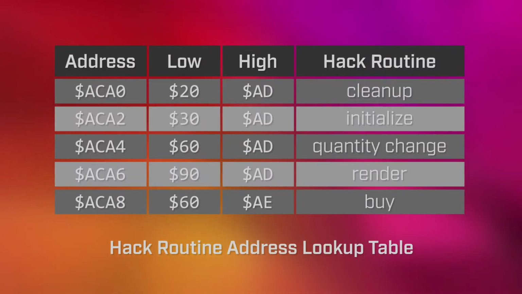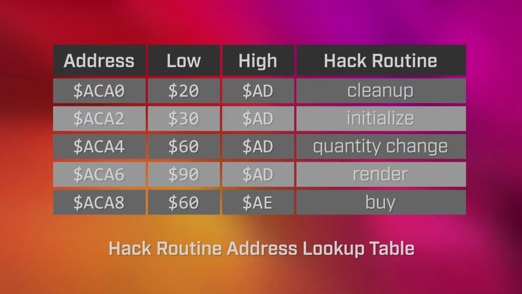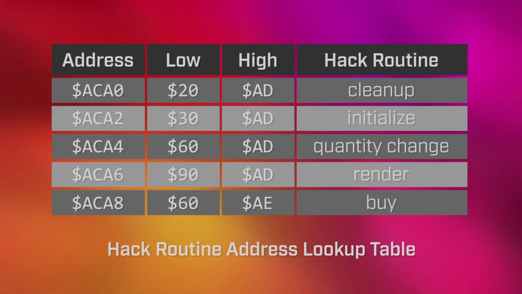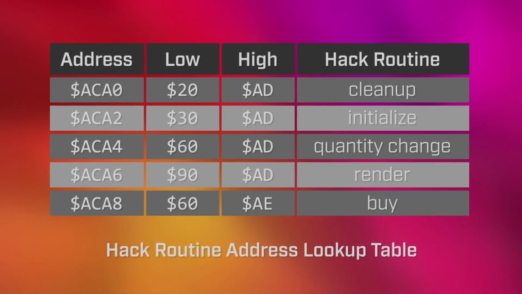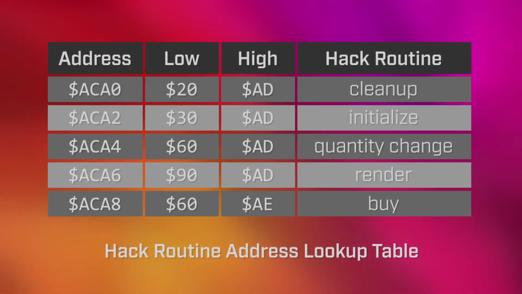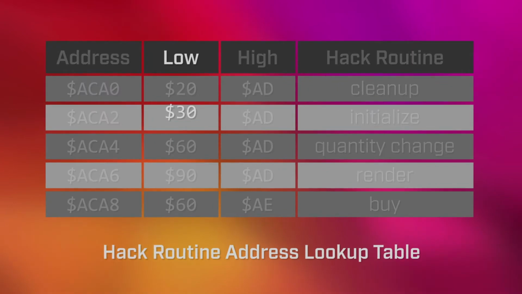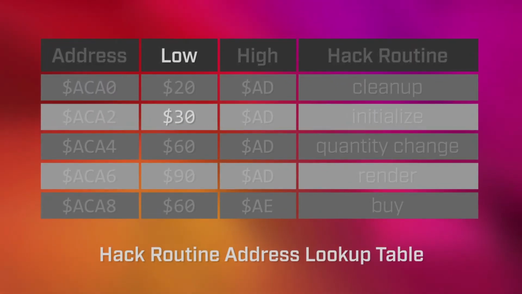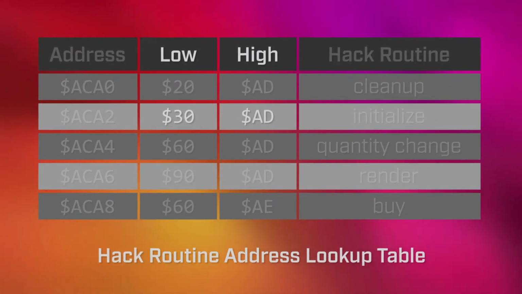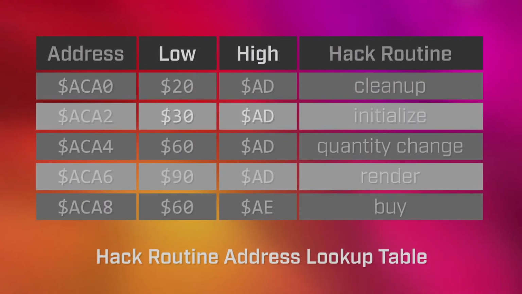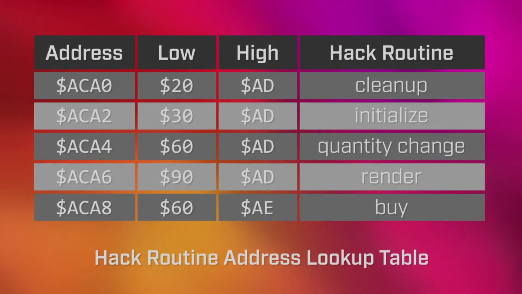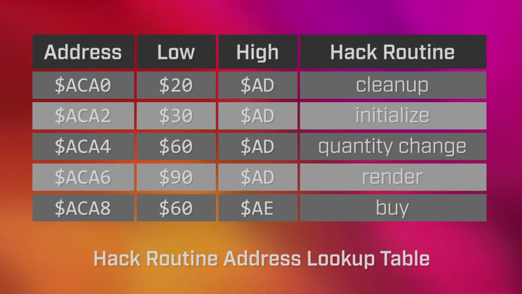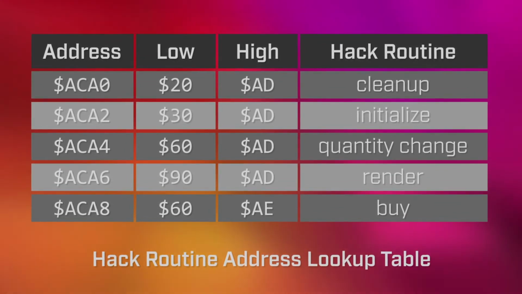To calculate the address, the routine uses a lookup table that I also added to bank 06. This table stores the 16-bit addresses for each of the hack routines in a series of byte pairs. The first byte of the pair, called the low byte, stores the lower 8 bits of the address, and the second byte, called the high byte, stores the upper 8 bits. The 6502 in the NES is an 8-bit processor, so when you want to refer to 16-bit addresses, you often have to store and process them like this.